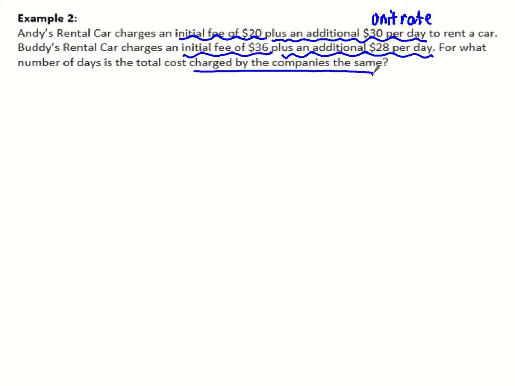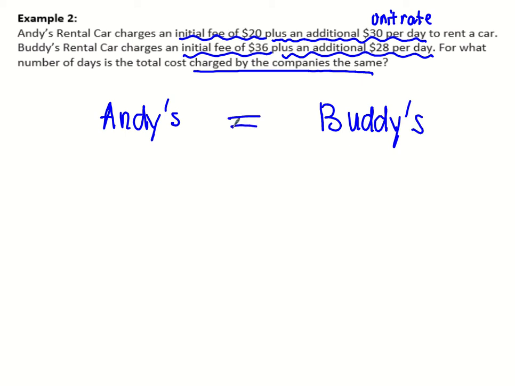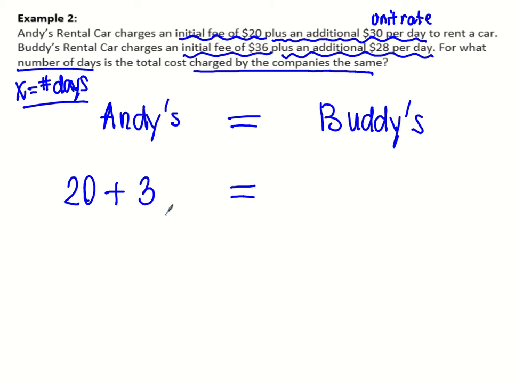the same? So I want to see when Andy's and Buddy's are the same. So I want to see when they're equal. Okay, so let's look at Andy first. Andy charges $20 plus an additional $30 per day. Isn't x my number of days, because number of days is what I'm looking for? So if you identify your variable first, it's a number of days. So what is it, $30 per day? If you want to write this as 30x plus 20, that's fine too, doesn't matter, okay?